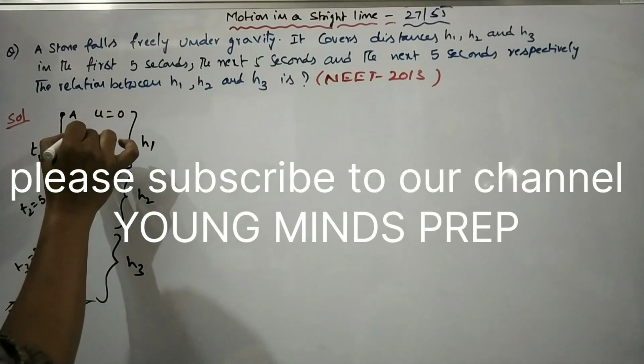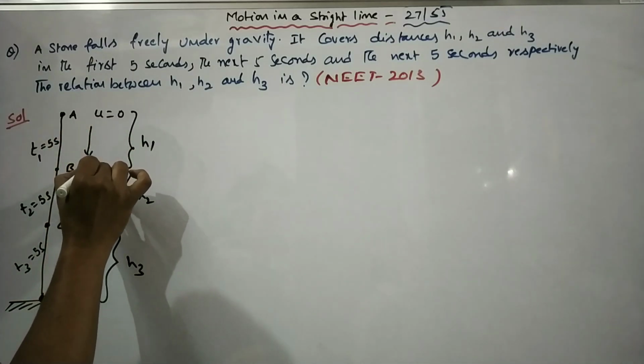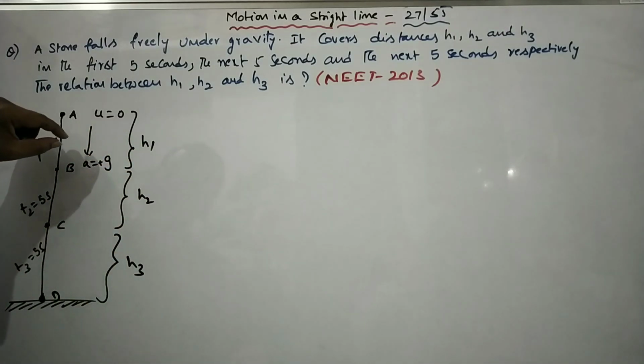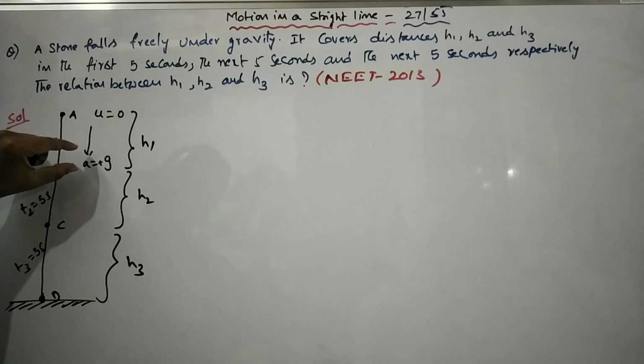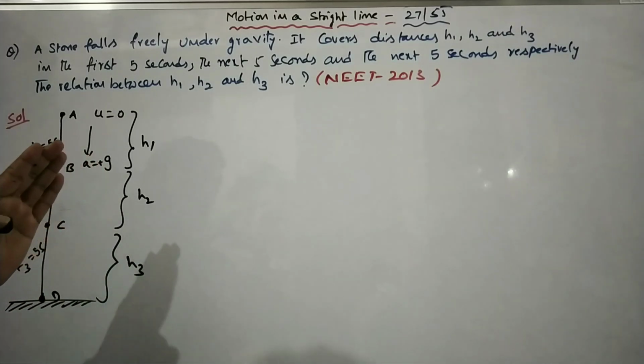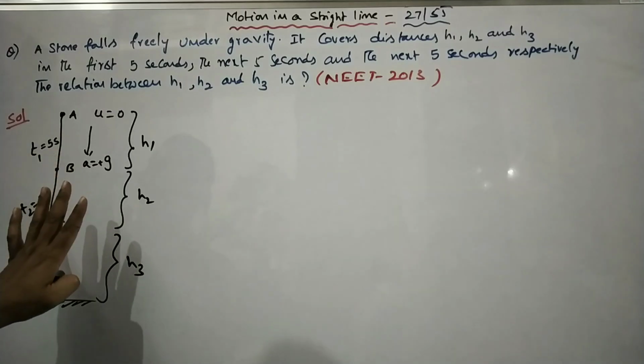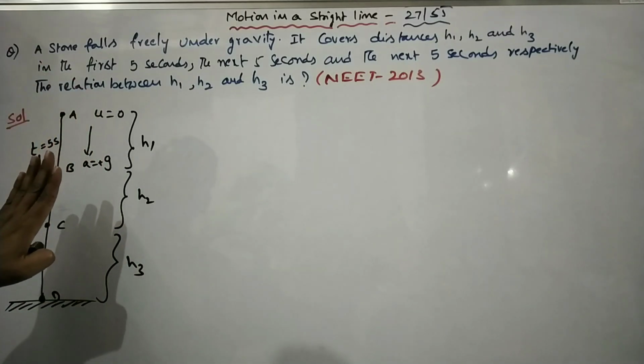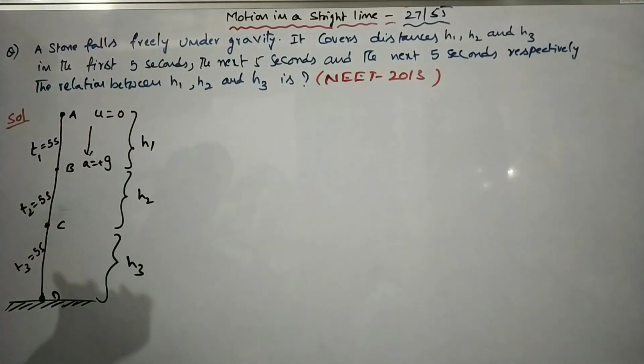The body is falling freely, which means acceleration a is equal to what? Positive. Why? Because the direction of motion and the direction of acceleration due to gravity are both in the same direction. So we can take acceleration as positive. This is the required data, that means this is the data obtained from the given statements in the question.